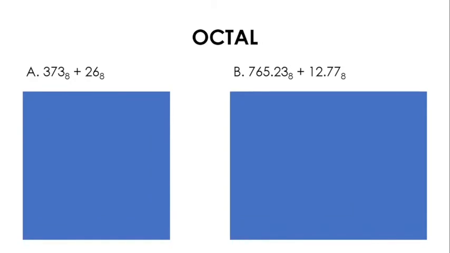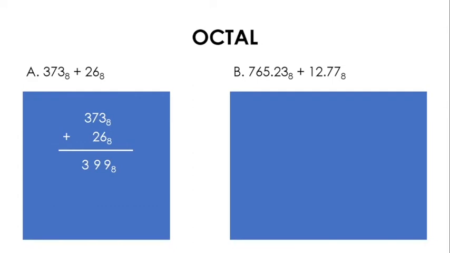For the next topic, we'll be adding octal numbers. So for the first example, we have 373 octal plus 26 octal. The process is the same as how we add a decimal number. So first, we'll add the digits. 3 plus 6 is 9, 7 plus 2 is 9, 3 plus 0 is 3.